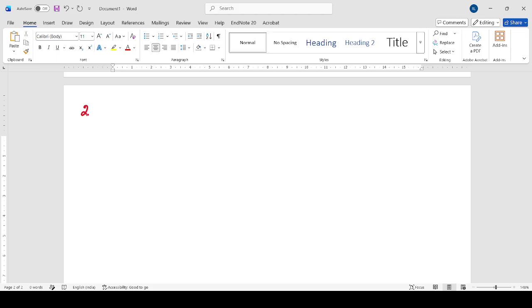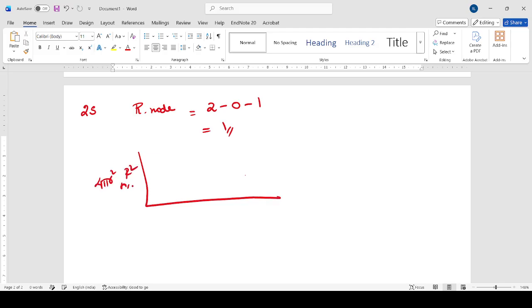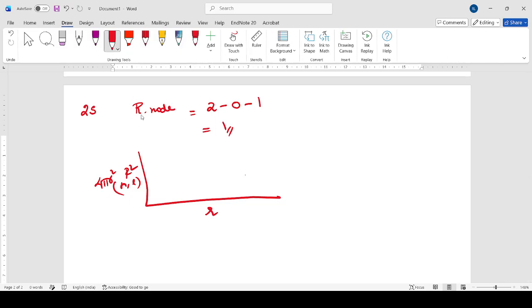So I'm talking about 2s right now. Calculate your radial node. 2 minus 0 minus 1. What's your answer? 1. So what does this suggest to you? It suggests that there is one radial node here, correct? So let me draw the diagram here. 4 pi r square NL versus r. The graph shows you like this.